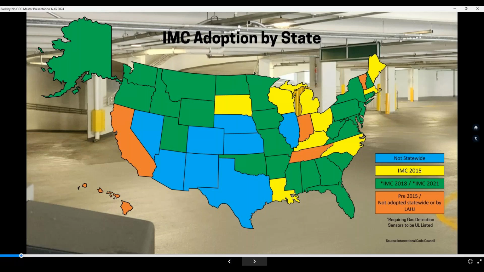The states in yellow have adopted statewide International Mechanical Code 2015 iteration. The states in green have adopted International Mechanical Code 2018 and later to International Mechanical Code 2021. I point that out because per those iterations, they require your gas detection sensors to actually be UL listed. And then you have the states in orange.